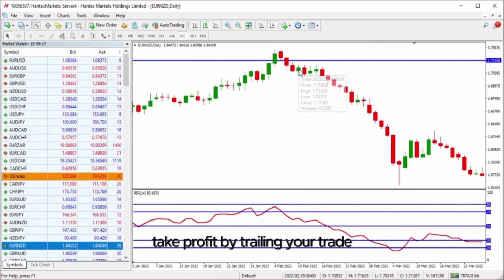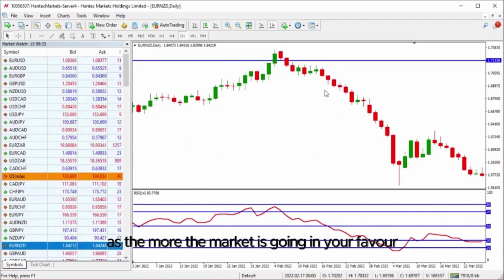Now, how do we take profit trading dark cloud cover? You take profit by trailing your trade. You need to trail your trade. The more the market is going in your favor, the more you secure your profit by using modification or trailing stop. Then we put your stop loss above this level.